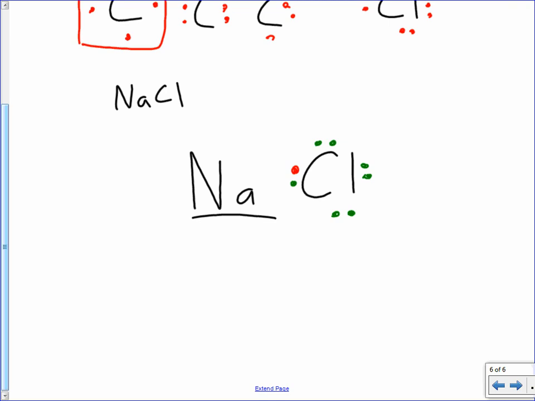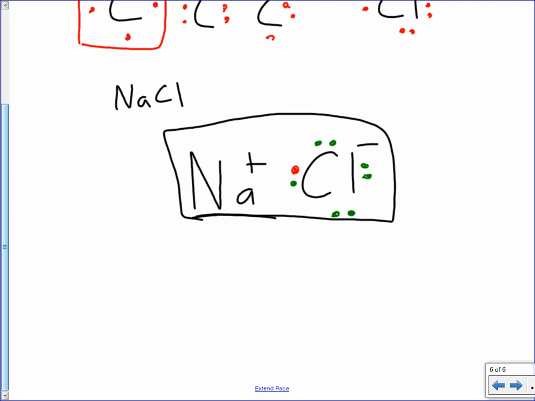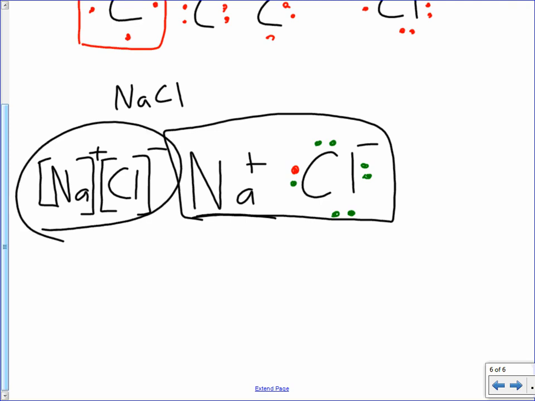So what we've done, we formed a chemical bond here between sodium and chlorine. All right, sodium just formed a positive ion, and chlorine made a negative ion. The way you write this answer, if I ask you to write the Lewis dot structure for sodium chloride, is brackets, positive ion, brackets, negative charge. Okay? Here's your Lewis dot structure.